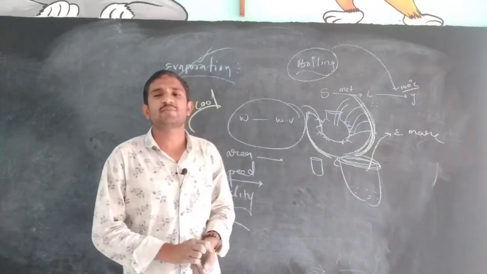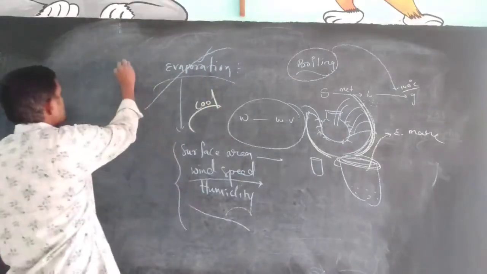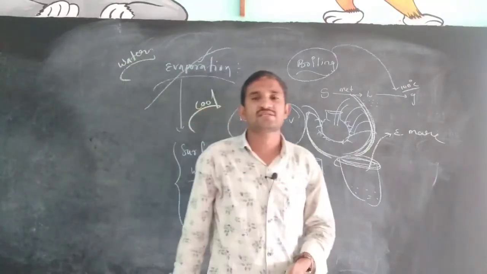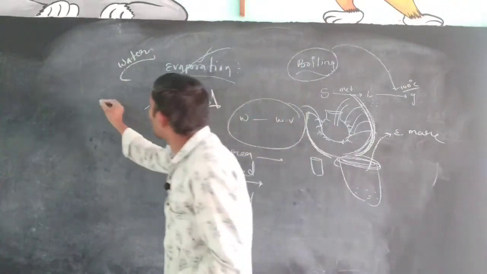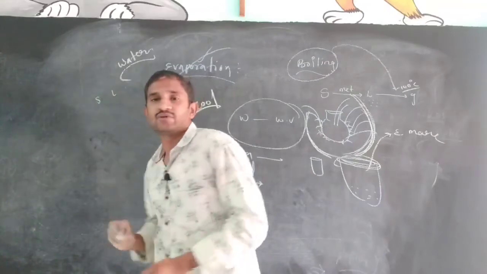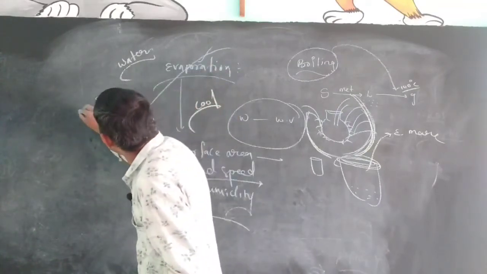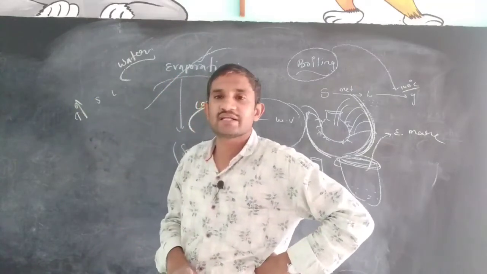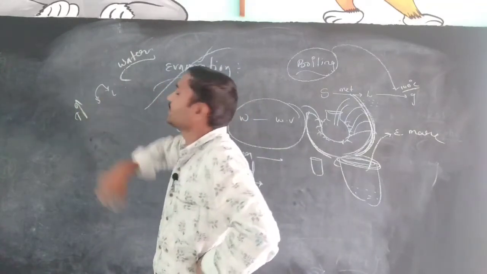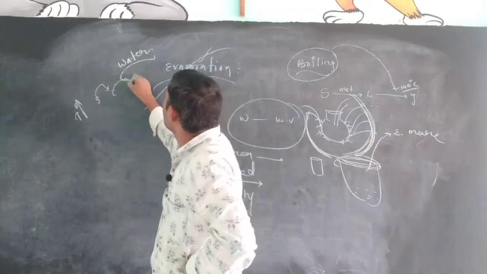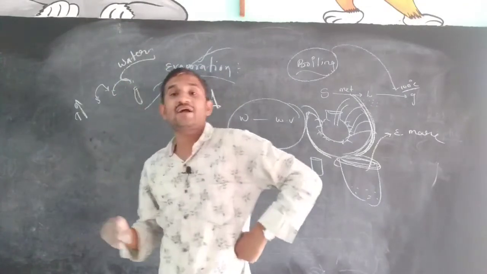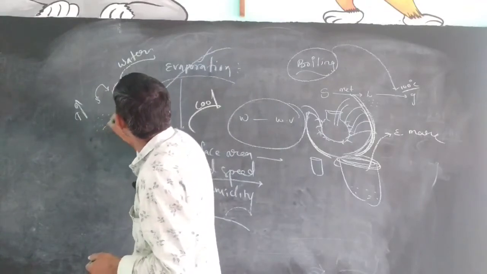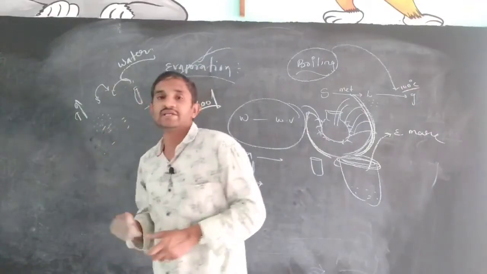Again, one special property of water we have to discuss. What is the special property? Any object, suppose solid or liquid, whatever it may be, if the temperature is increasing, the solid converts into liquid and liquid converts into gas. At that time, the size of these substances increases, because molecules will be moving far away from each other.